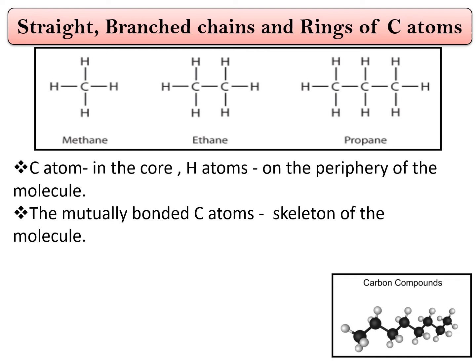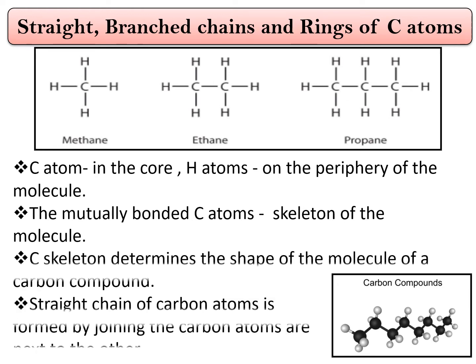Mutually bonded carbon atoms, so when they are bonded together, like ethane, propane, butane, they form the skeleton of the molecule. So the outer structure of the molecule is formed. Carbon skeleton determines the shape of the molecule of a carbon compound. So the carbon skeleton, how is the carbon attached? For example, which I have shown in the picture, they are arranged in a straight chain. So we come to know that it is a straight compound.